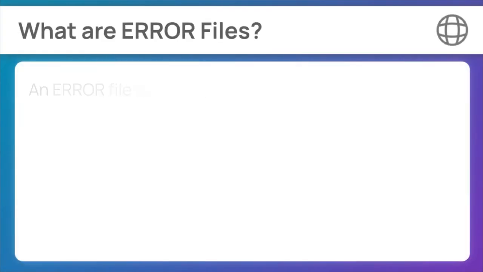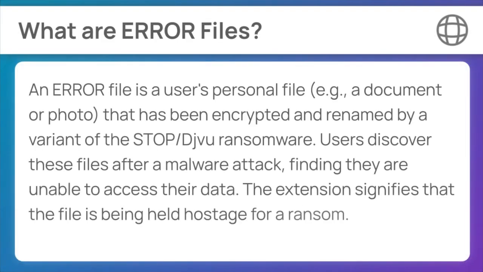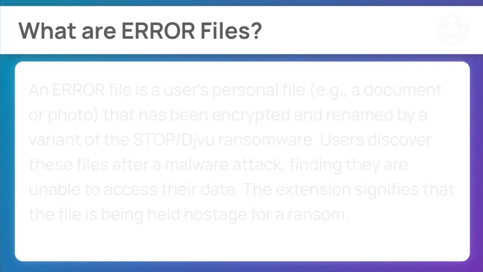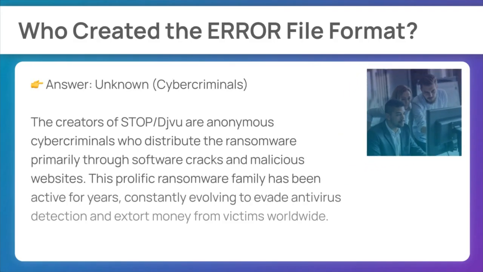An error file is a user's personal file, e.g., a document or photo, that has been encrypted and renamed by a variant of the STOP/Djvu ransomware. Users discover these files after a malware attack, finding they are unable to access their data. The extension signifies that the file is being held hostage for a ransom.